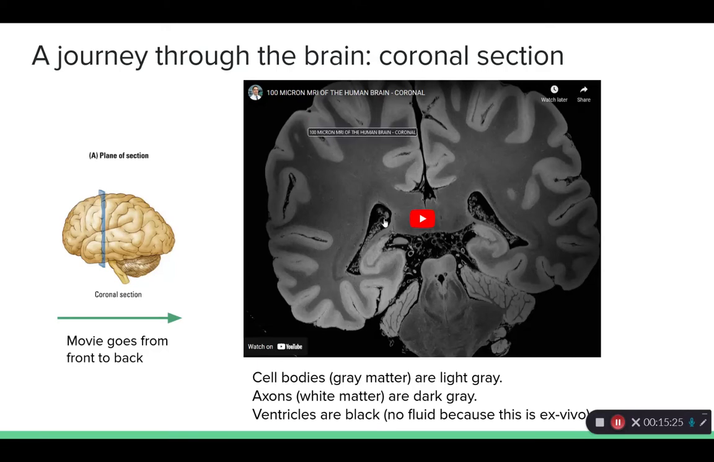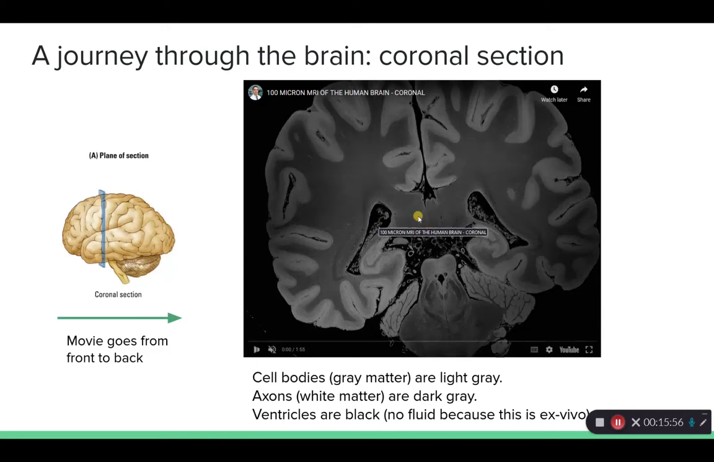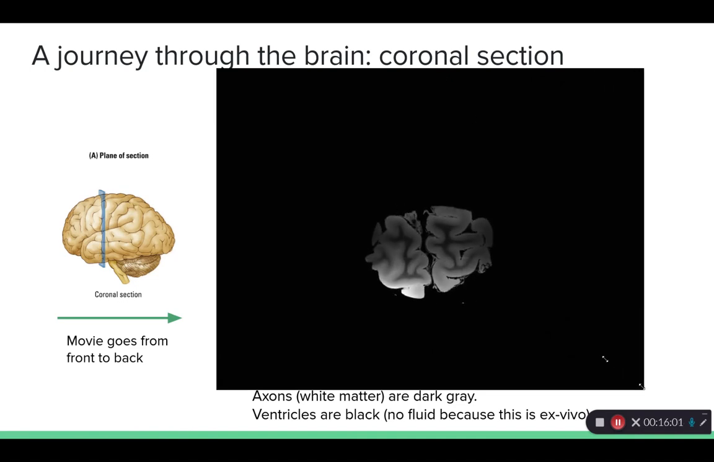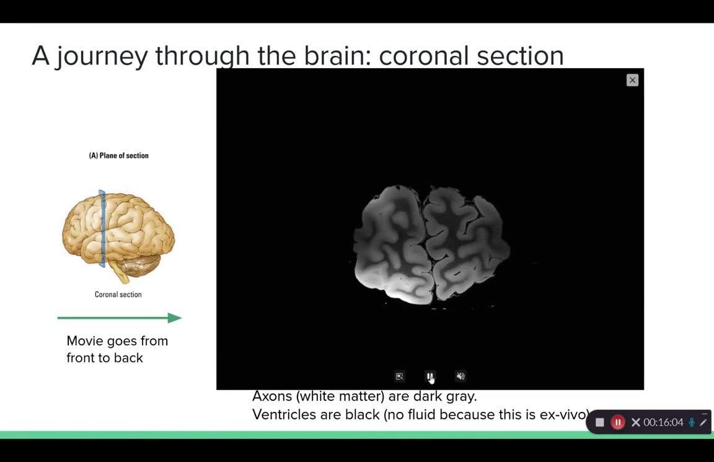Now, the one tricky thing about this MRI is that these voids here, these empty spaces, are the ventricles. And normally in a T2 weighted MRI, remember, the ventricles are bright white. Here they're black, and the reason is that this MRI was actually taken on a brain that had been removed from a cadaver. And what that means is that there's no fluid inside of the ventricles. And it's the fluid inside of the ventricles that would normally show up as being bright white on a T2 MRI.